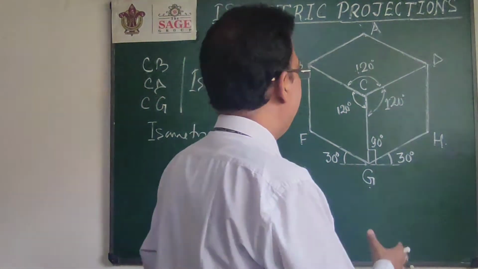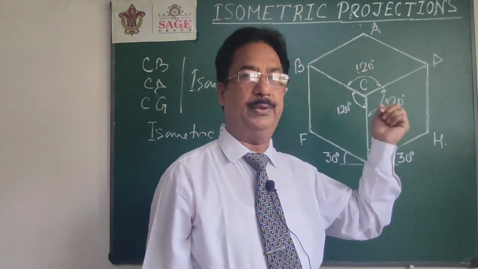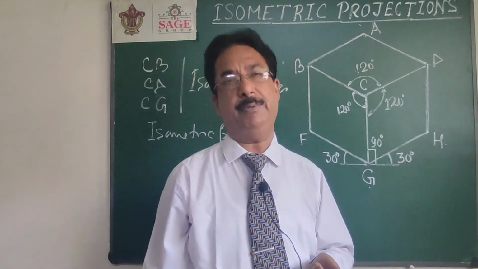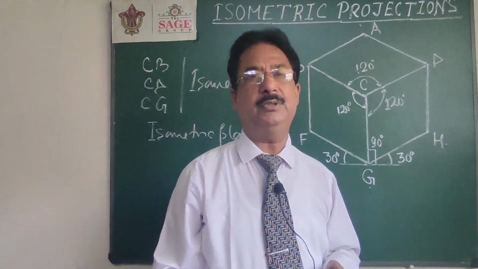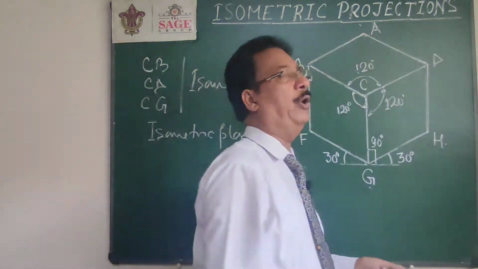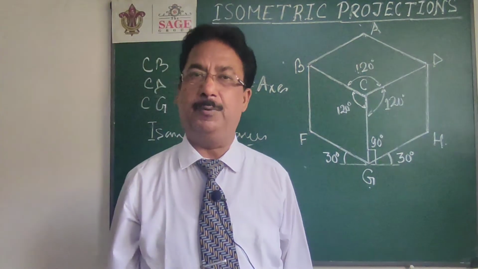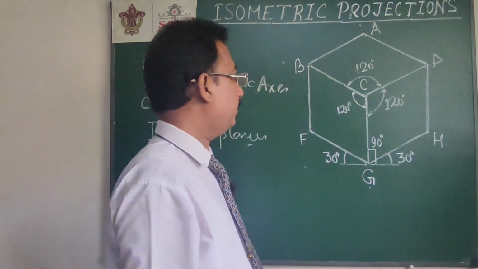So when the inclinations are the same, the reduction is also the same. So all the lengths are reduced, but all the lengths are reduced in the same proportion. When the lengths are reduced in the same proportion, the planes are also reduced, and those planes now look like a rhombus. So the isometric projection of a square will be a rhombus.